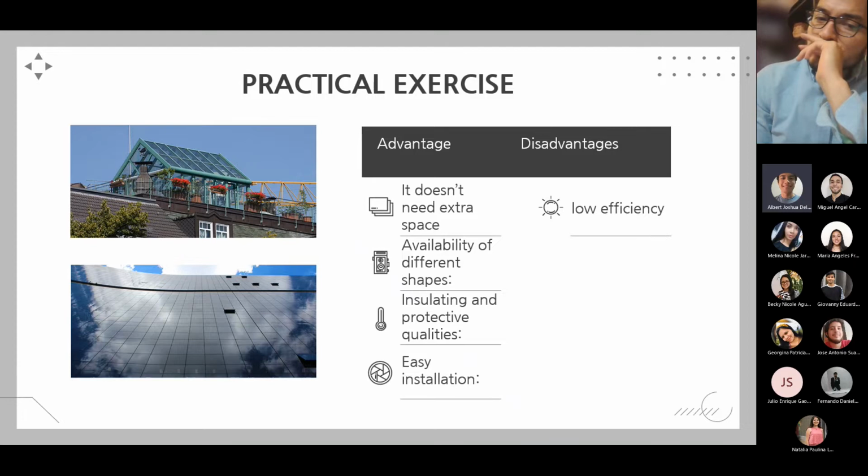Disadvantage: we have the low efficiency compared to traditional solar cells, although its performance is expected to reach up to 15%.